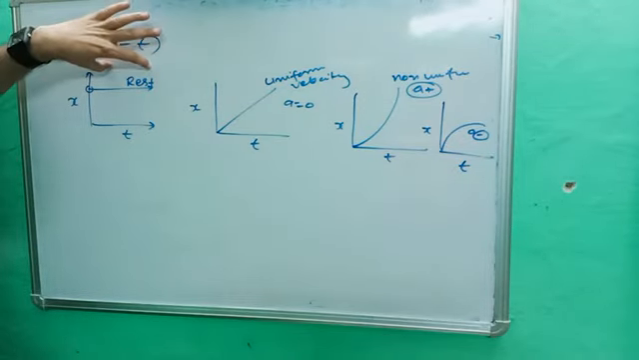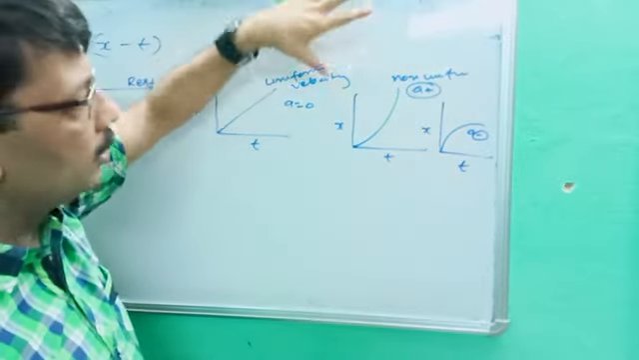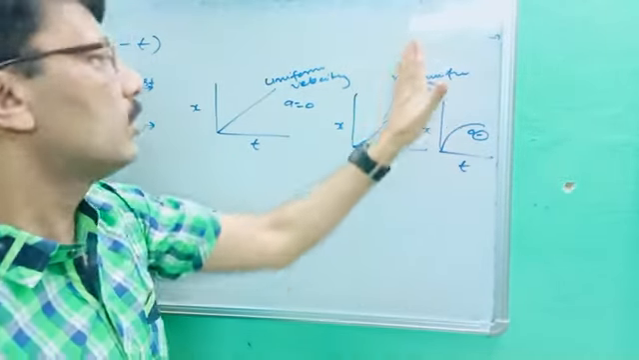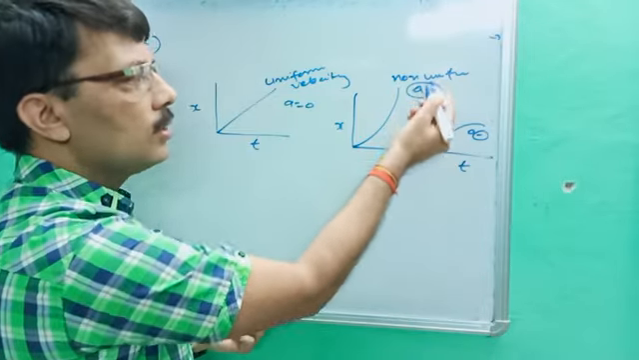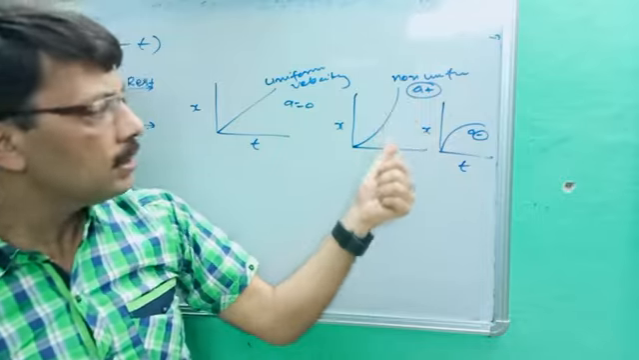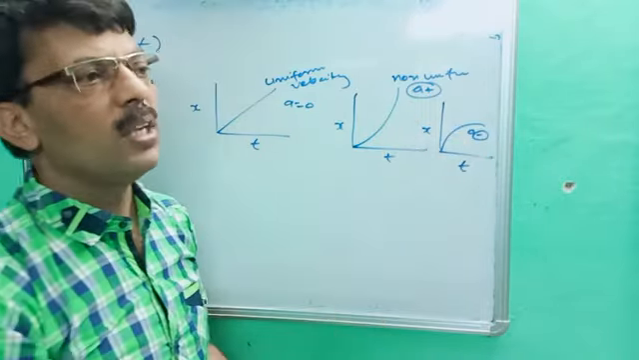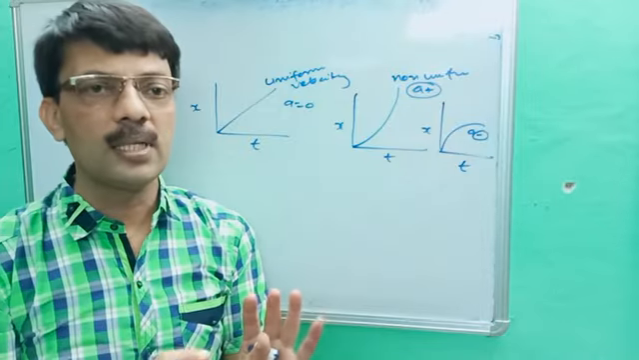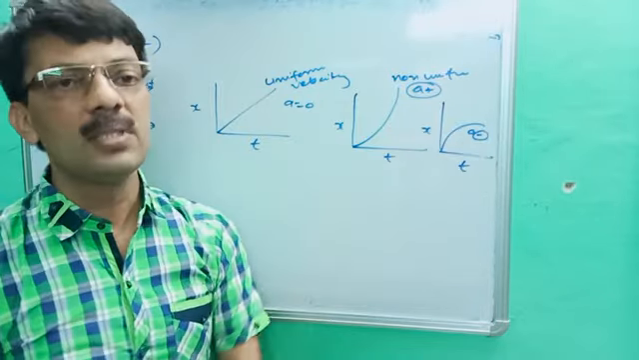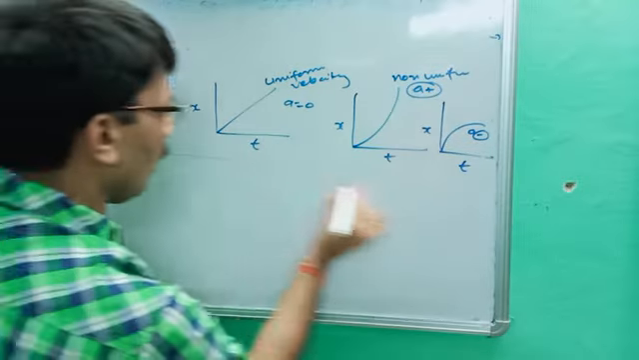xt graph, body remains at rest. xt graph, you are getting a straight line: this is called uniform velocity. xt graph, if the body's velocity regularly increases, no doubt it is non-uniform velocity, and it is also called positive acceleration. If in the xt graph the body's velocity regularly decreases, it is also called negative acceleration as well as retardation. So this is all about your xt graph.